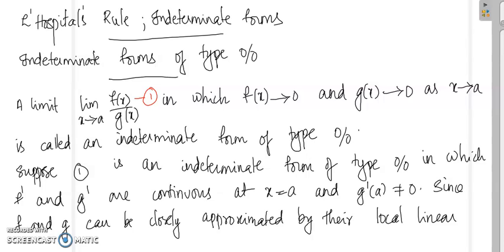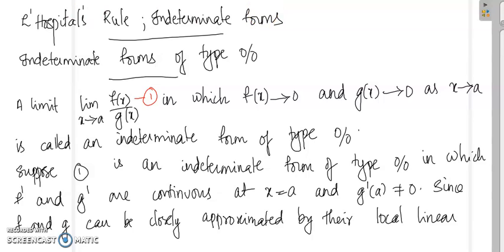Good morning all. So in today's class we will look at what are called indeterminate forms and a rule to evaluate a limit when you have an indeterminate form. So that rule is called the L'Hospital's rule. Now usually suppose you are evaluating a limit.